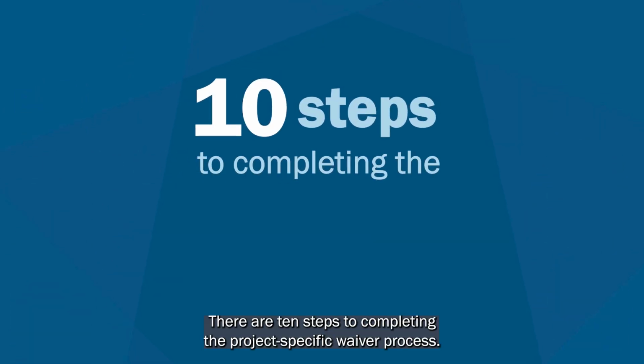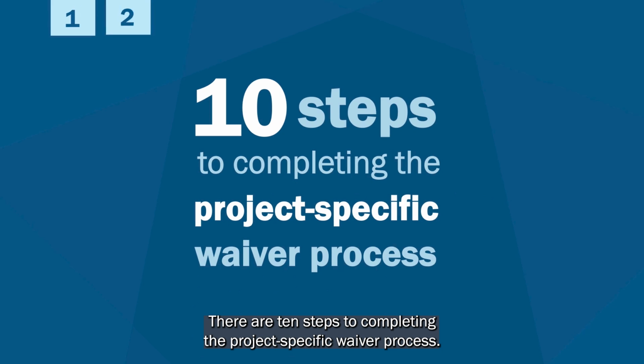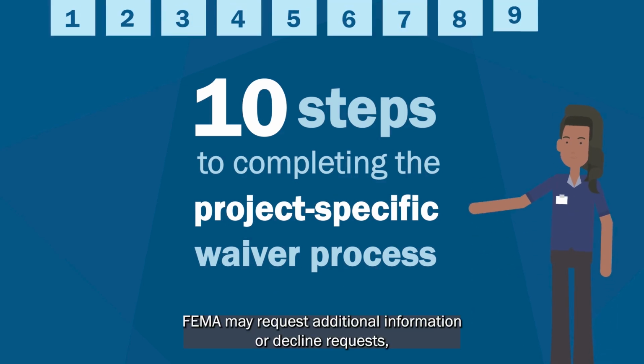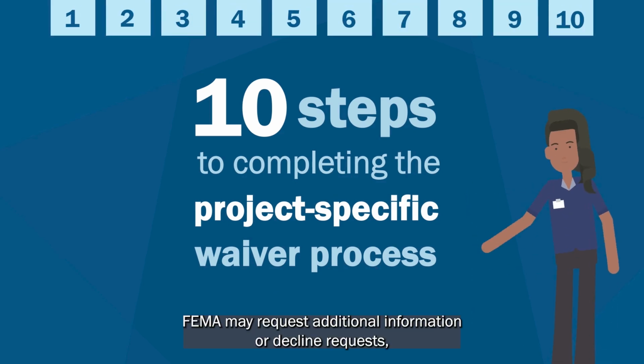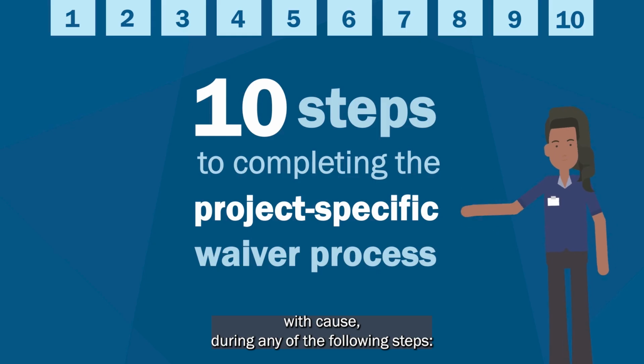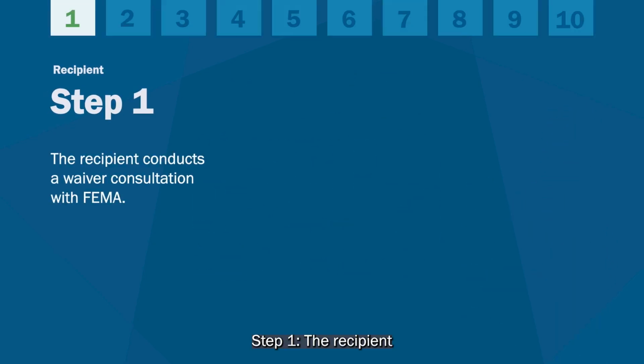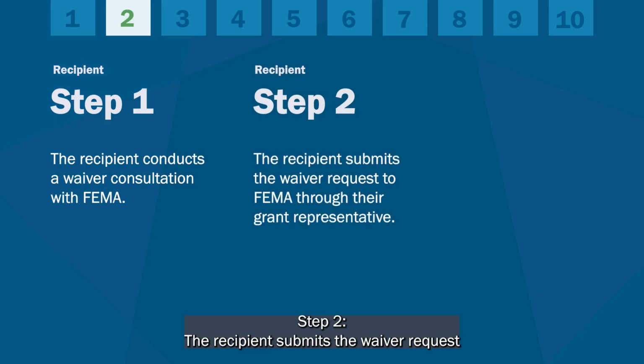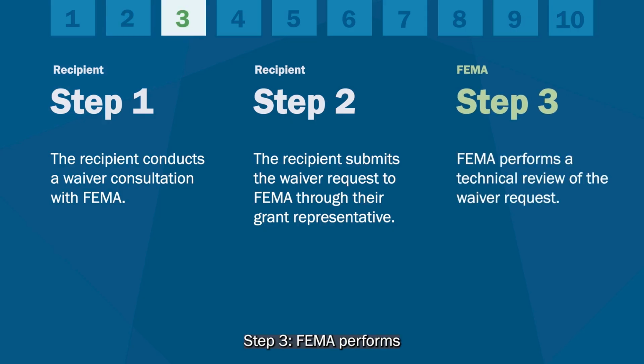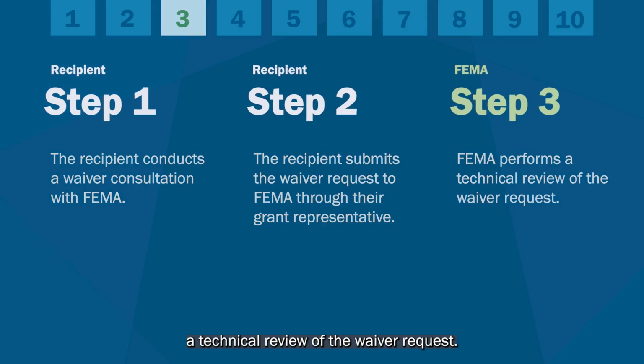There are 10 steps to completing the project-specific waiver process. FEMA may request additional information or decline requests with cause during any of the following steps. Step 1. The recipient conducts a waiver consultation with FEMA. Step 2. The recipient submits the waiver request to FEMA through their grant representative. Step 3. FEMA performs a technical review of the waiver request.